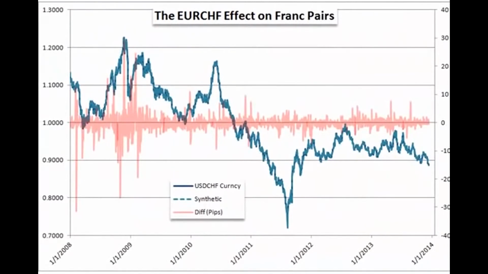Now, this is the illustration of that. The light blue dashed line, which is very close, as you can see, to the dark line, is a reflection of the synthetic price. The dark blue line is the dollar Swiss price. As you can see, they essentially follow exactly the same track with very minor deviation. That's exactly what you would expect to see.